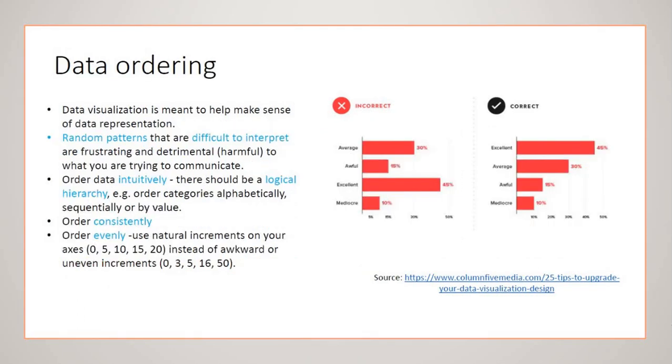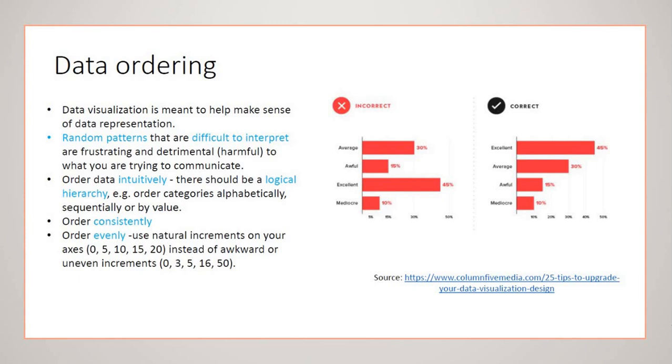Okay, data visualization is meant to help make sense of data representation. Random pattern that are difficult to interpret are frustrating and detrimental, harmful to what you are trying to communicate. Ini kalau 4 je mungkin taklah terlalu suka untuk target audience. Tapi bayangkan kalau ada 10 bar chart, kalau you tak arrange it properly, descending ke ascending, it might be difficult for the target audience to get what you are going to tell them.